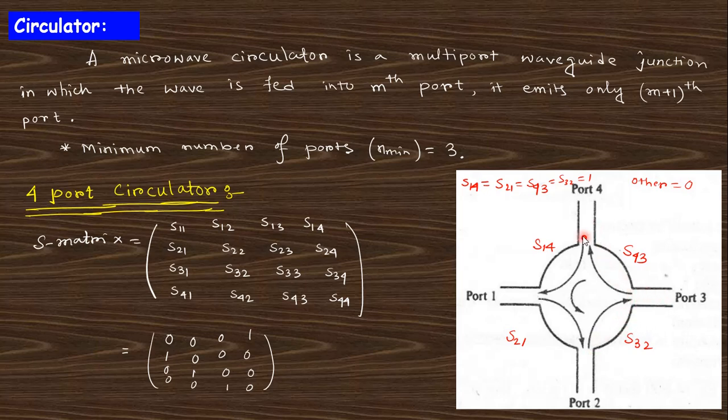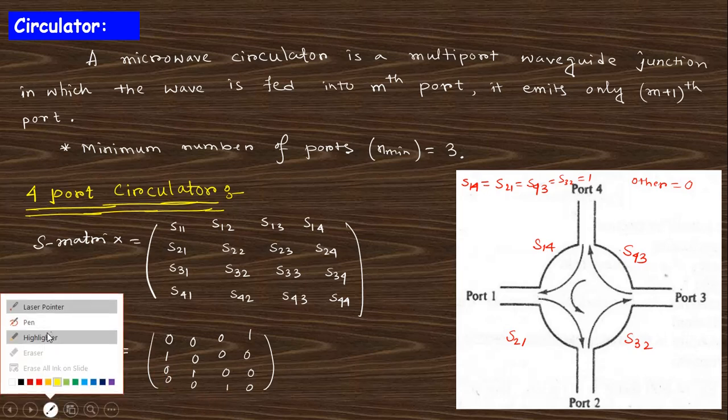When the input is 3, the output is 4. When the input is 4, the output is 1. That is, 4 in, 1 out; 3 in, 4 out; 2 in, 3 out; 1 in, 2 out. These are 1 and the others will be 0. This is the 4-port circulator. For a 4-port circulator, this will be the S matrix. The diagonal will be 0 for matching. S14 is 1, S43 is 1, S32 is 1, and S21 is 1. These are 1 and the others will be 0.